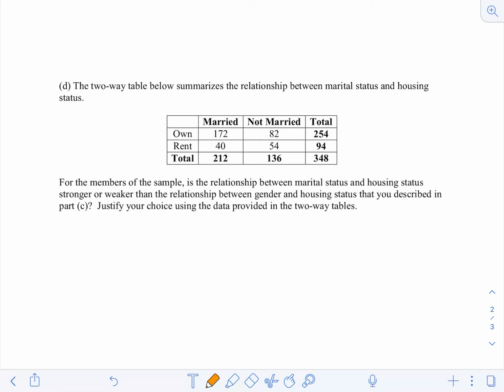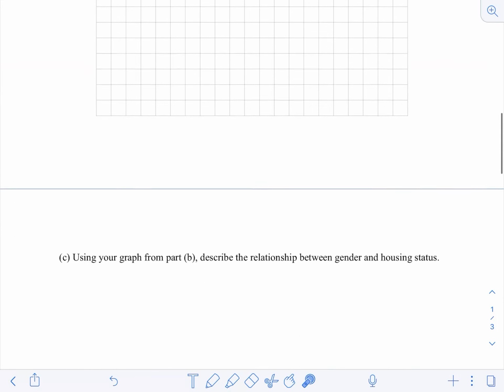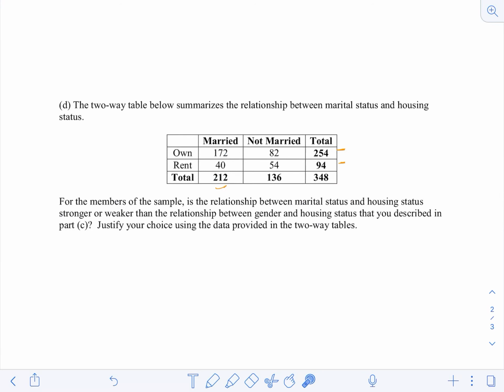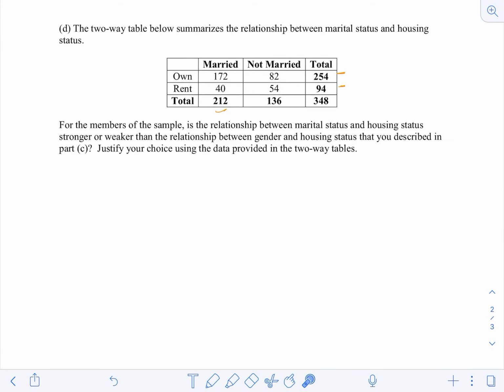Oh, this one is about marital status and housing status, a little bit different. If we look, there's a lot more owns than rents, and that was true in the one above as well. But if we look at married and not married, the values on the bottom, 212 and 136, that is a much bigger difference than the one above between males and females. So this one might show us a bigger difference in data.